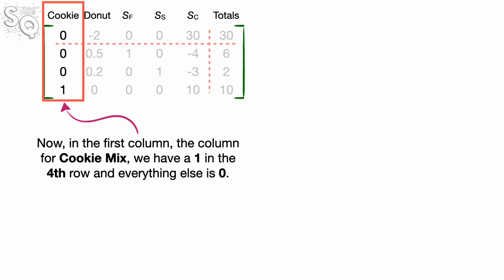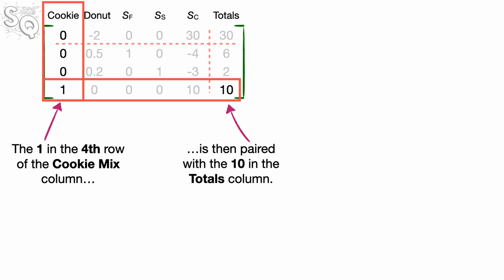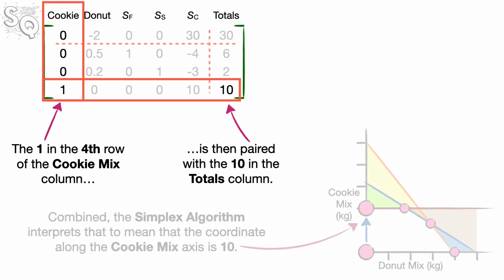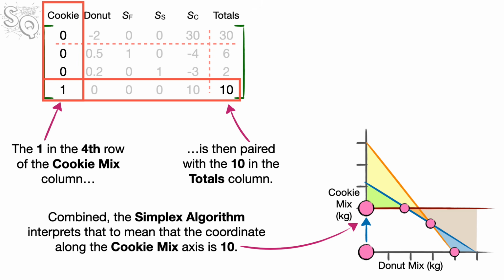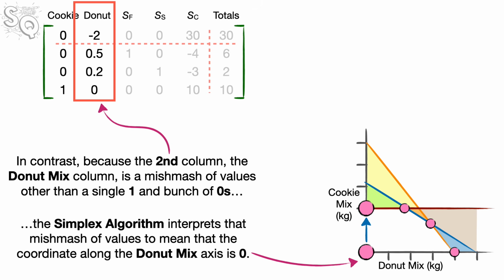Now, in the first column, the column for cookie mix, we have a 1 in the fourth row, and everything else is 0. The 1 in the fourth row of the cookie mix column is then paired with the 10 in the totals column. Combined, the simplex algorithm interprets that to mean that the coordinate along the cookie mix axis is 10. In contrast, because the second column, the donut mix column, is a mishmash of values other than a single 1 and a bunch of zeros, the simplex algorithm interprets that mishmash of values to mean that the coordinate along the donut mix axis is 0.